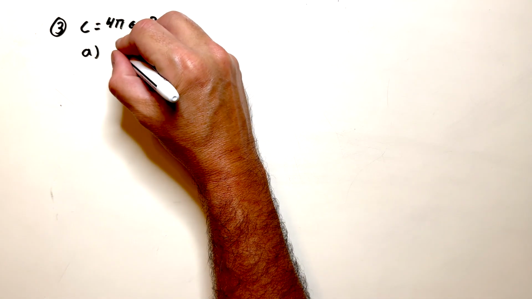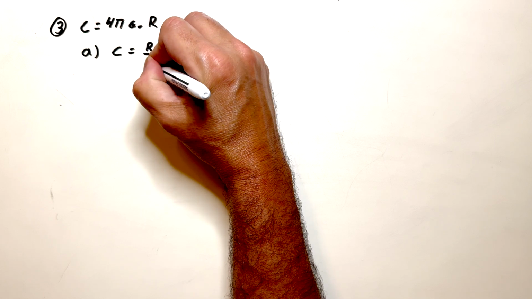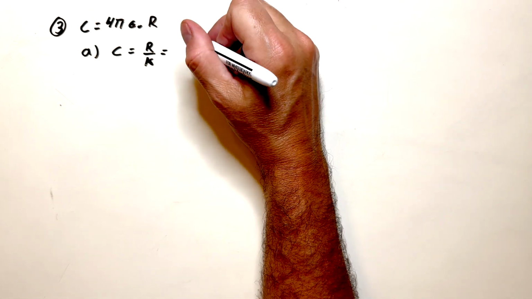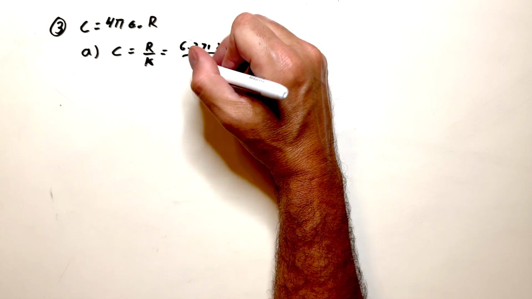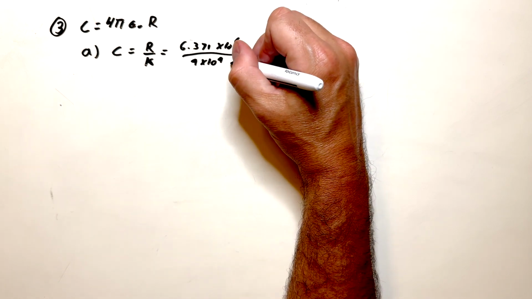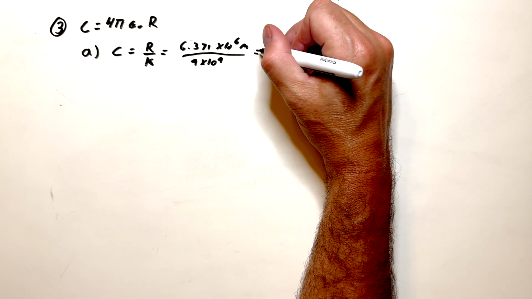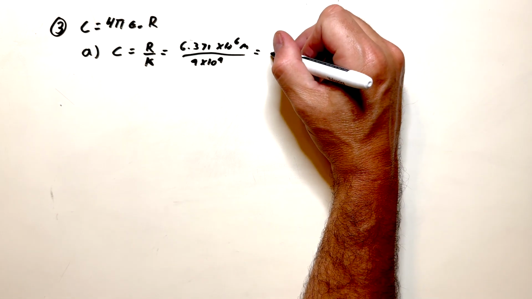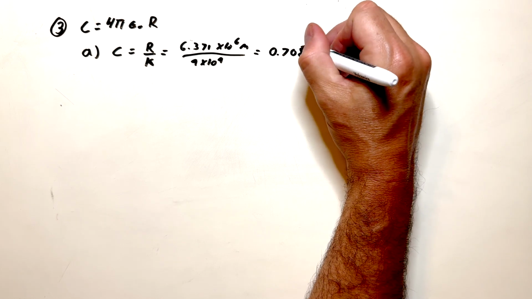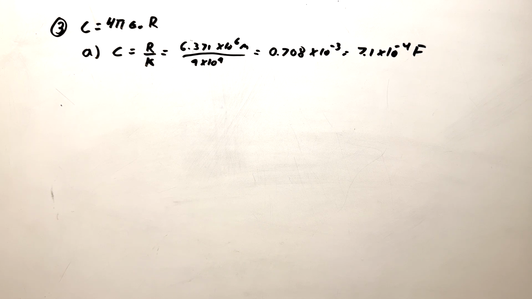So part A, C, is going to be equal to big R over K, which is just equal to 6.371 times 10 to the 6 meters divided by 9 times 10 to the 9th. Well, the units of K, I think, are newton meter squared per coulomb squared. And this will be equal to, and I just took advantage of the fact that 4 pi epsilon naught is just equal to 1 over K. Divide this out, what do we get? We get 0.708 times 10 to the minus 3. So that's about 7.1 times 10 to the minus 4 farads. Okay, I don't know how I feel about that number, but I guess it works.